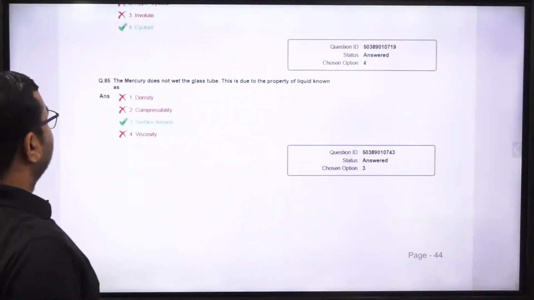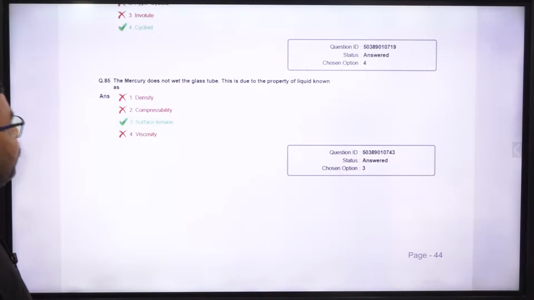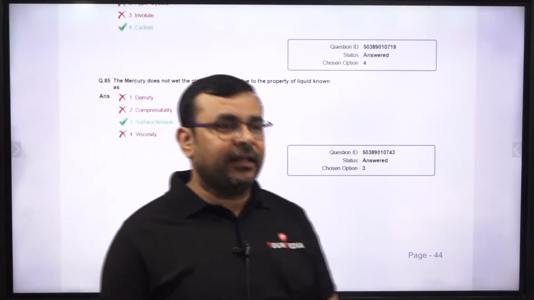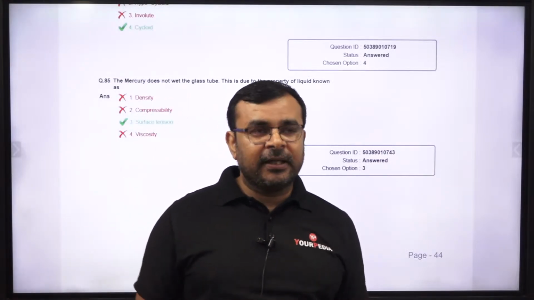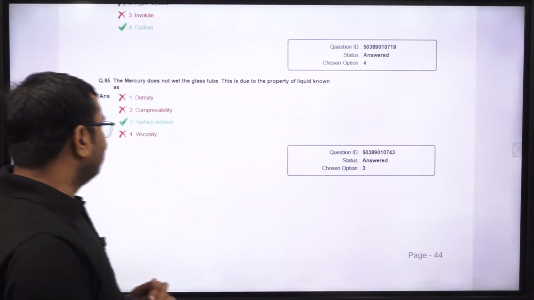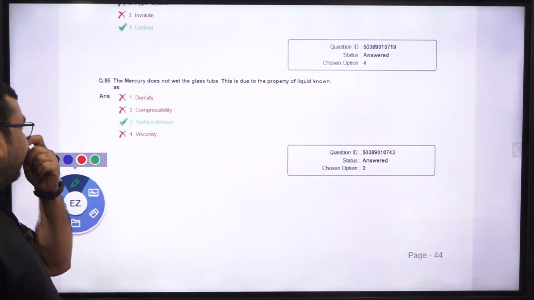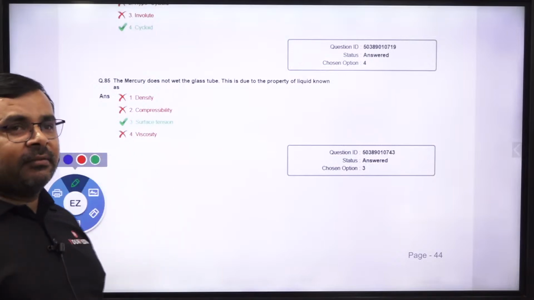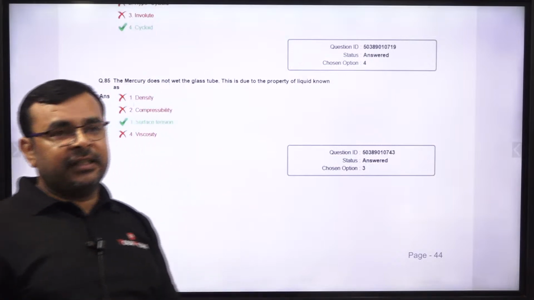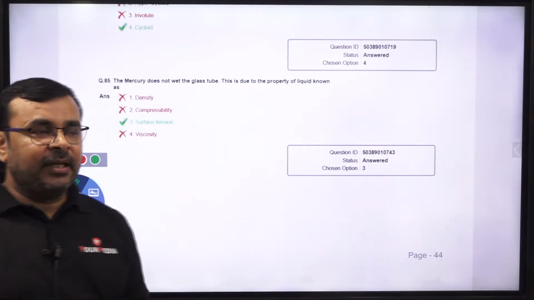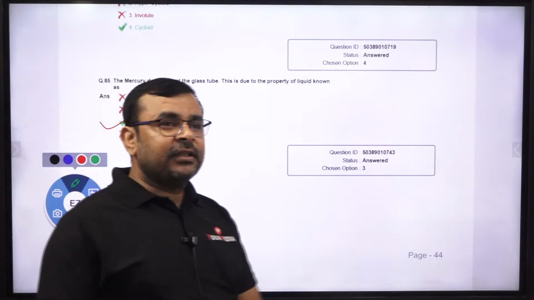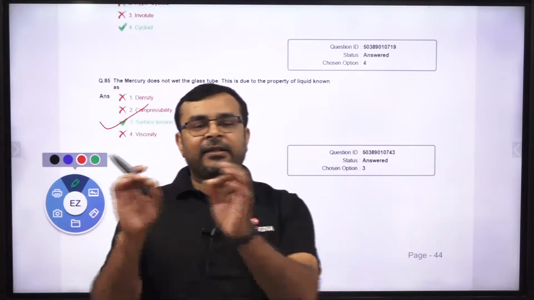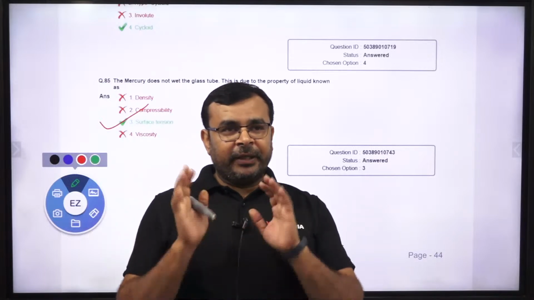So you can see the last question. The mercury does not wet the glass tube. This is due to the property of liquid known as what? Why does mercury not wet the glass tube? Because it has a very huge cohesive force. Cohesive force means force between similar particles. And another point, it also has very good surface tension. That's why it makes a spherical shape. So the correct answer is surface tension. Is it clear? So this is all about all 85 questions in a single go of the previous HPCL exam.